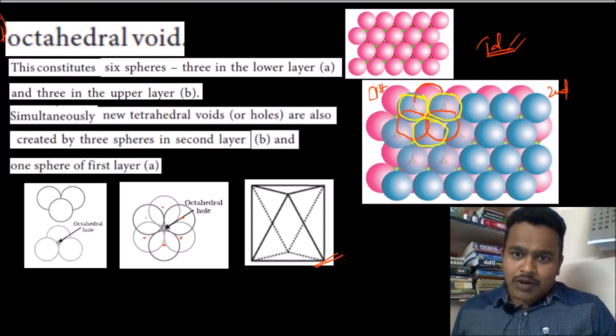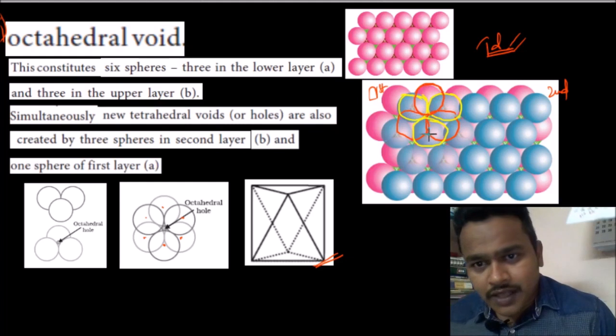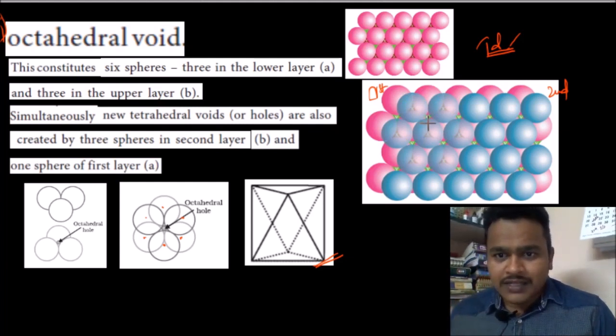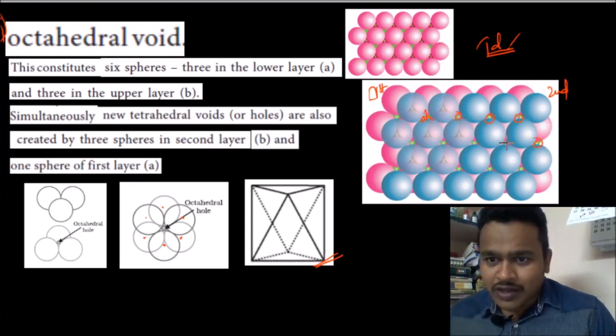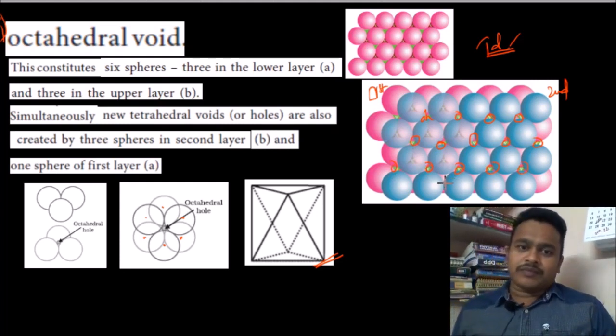Bottom spheres are in red color, top spheres are in yellow color. Both give one void, that is the octahedral void. So these are octahedral voids. You can observe carefully. It is going to form with 6 spheres: above 3, below 3, otherwise below 3, above 3. The void is forming like this.